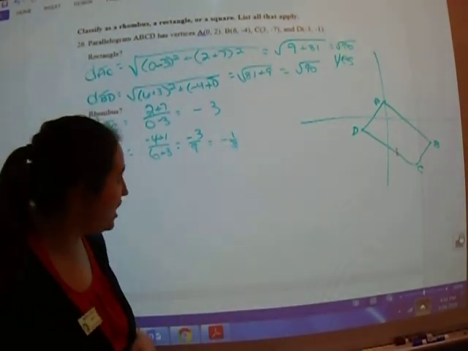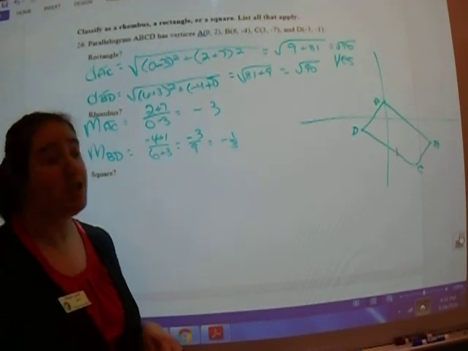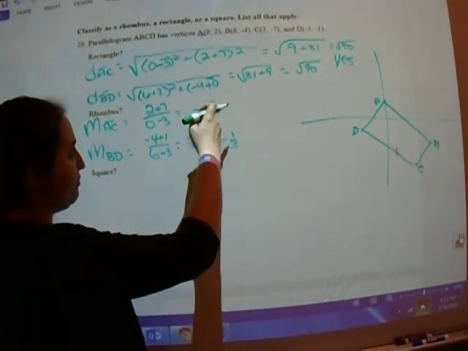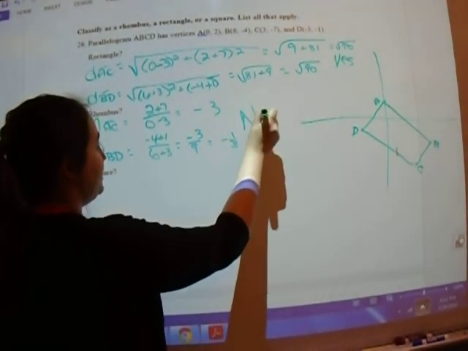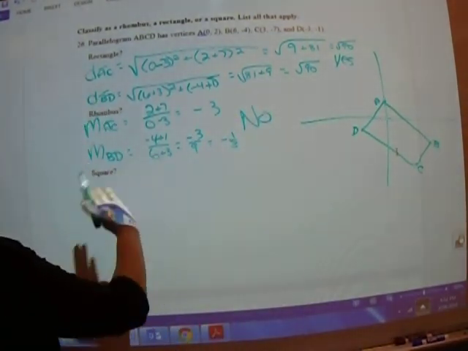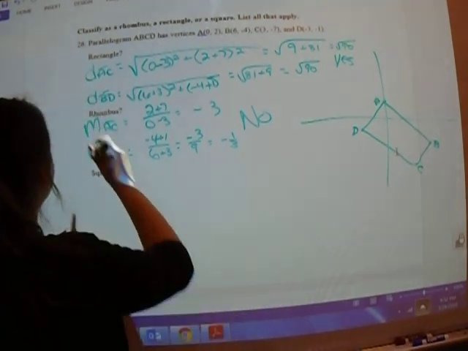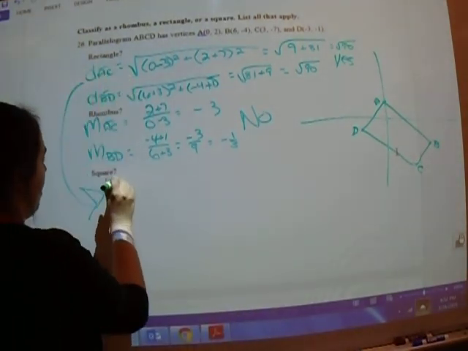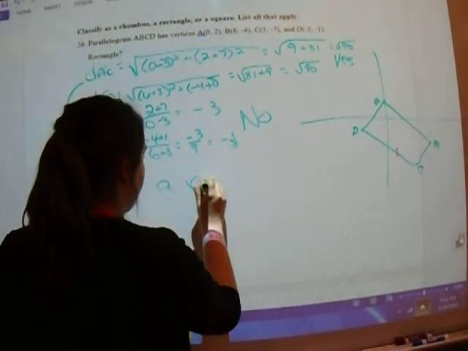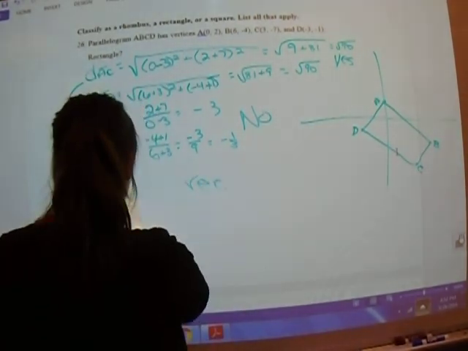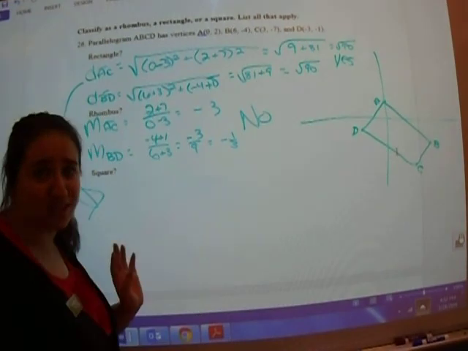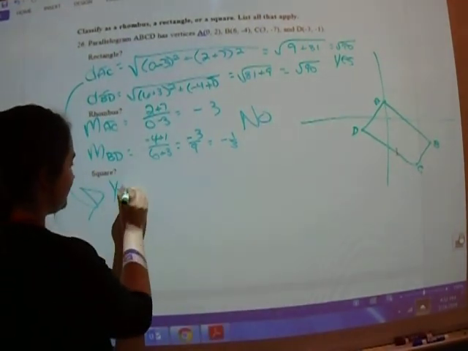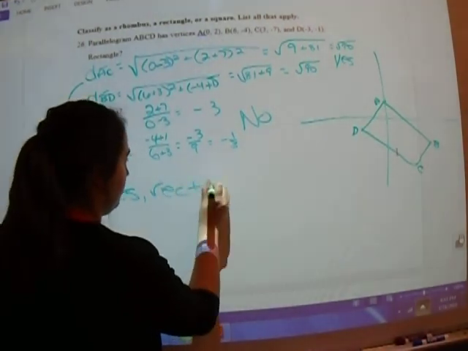These are not perpendicular. Because yes, they're reciprocals of each other, but they don't have opposite signs, right? They're both negative. So no, it's not a rhombus. Sorry, no, it's not a rhombus, it is a rectangle. All right, so we come down. Is it a rectangle? Yes, it is a rectangle. I'm sorry, I get so confused because they both start with the same letters. It just confuses me, so yes, rectangle.